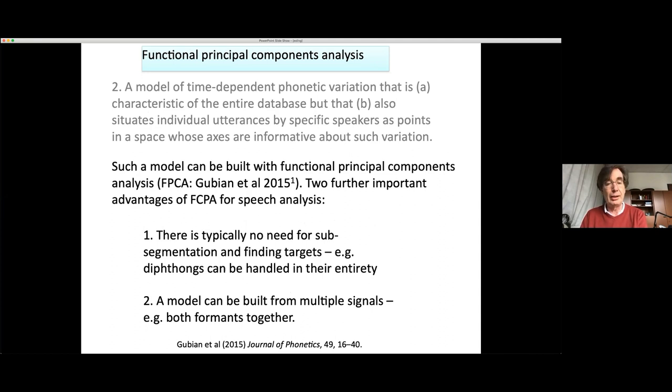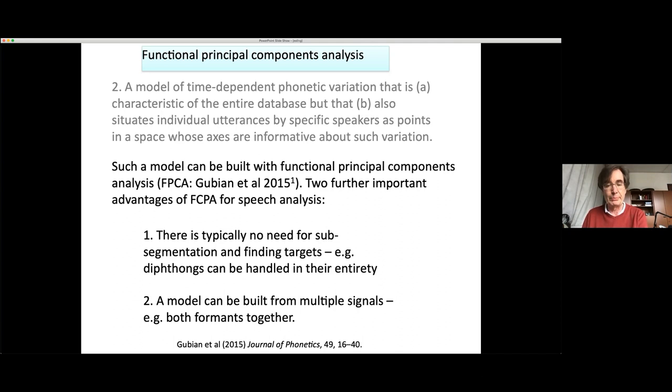We can build this kind of model with a technique called functional principal components analysis, FPCA for short. And two important advantages of FPCA is, first of all, there is no need for subsegmentation. And this is very important, of course, when we analyze speech, because we all know how hard it is to segment, for example, a diphthong into its component parts, or to find vowel targets, and so on.